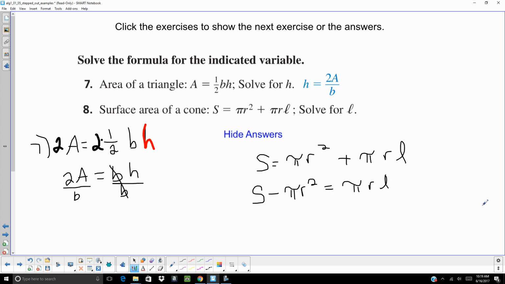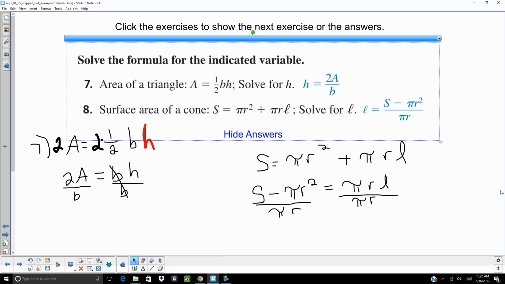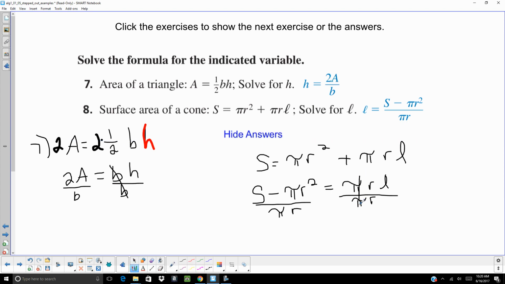Now about this time you need to be asking yourself, what am I going to divide both sides by? Well, I would do pi r. So you're going to get S minus pi r squared over pi r. That's what happens. Pi's cancel. Those r's cancel.